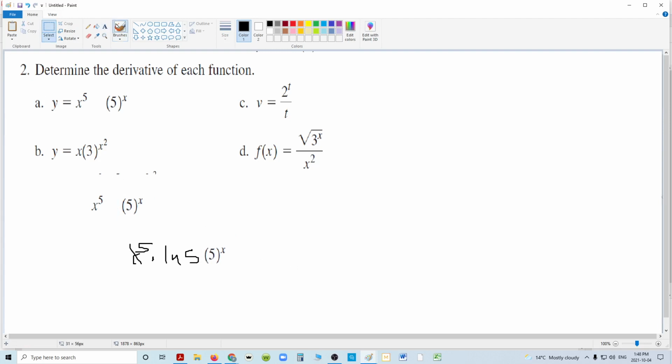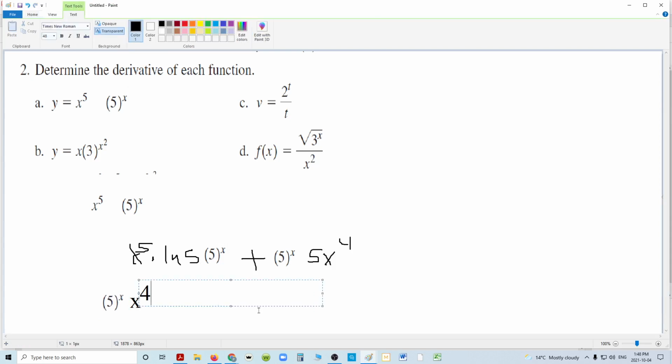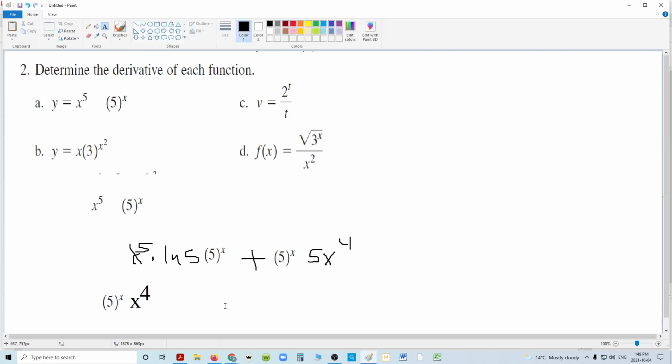And then I must add, that's the product rule, this function alone times the derivative of this, which is 5x to the 4. Now personally, because it has a 5 to the x in it, and an x to the 5 and an x to the 4 here, I'm going to factor out this 5x to the 4, and I'm also going to factor out an x to the 4, because that's the most I can take out of them.